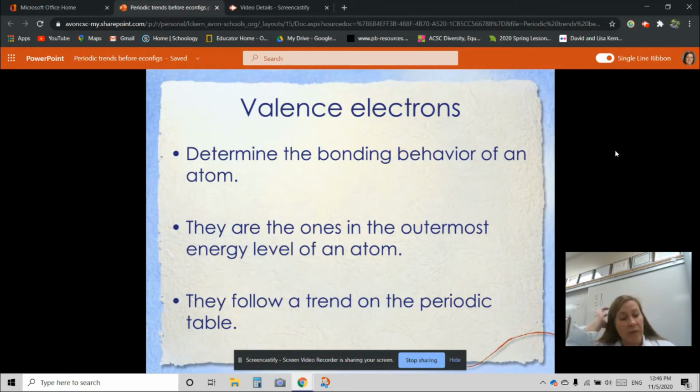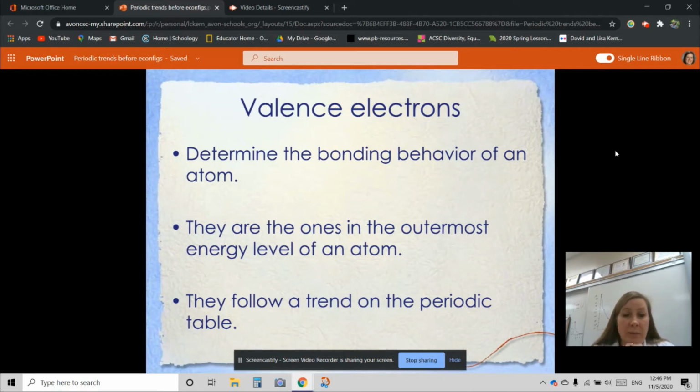But the most important electrons are the ones that are farthest from the nucleus, because they're the ones that can be involved in bonding. They're called valence electrons. So valence electrons are the ones that determine the bonding behavior of an atom. They're the ones in the outermost energy level of an atom. So if an atom has 3 energy levels, then it's going to be the 3rd energy level. But if an atom only has electrons in 2 energy levels, then the 2nd energy level is the valence energy level.